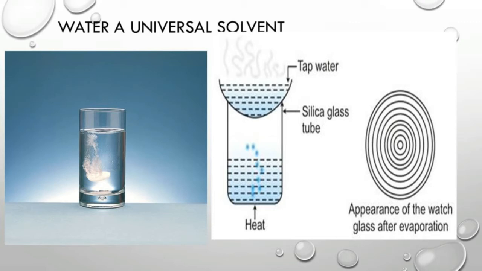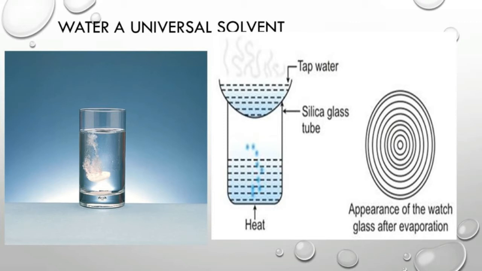Let's see the activity related to the solids dissolved in water. We are going to find out the solid dissolved in water. For that, first we should place a sample of tap water on a clean watch glass, and we should place it over a beaker containing water as shown in the picture. Then we should boil the water in the beaker. When all the water has evaporated from the watch glass, we should remove it from the burner and let it cool. What do we observe?